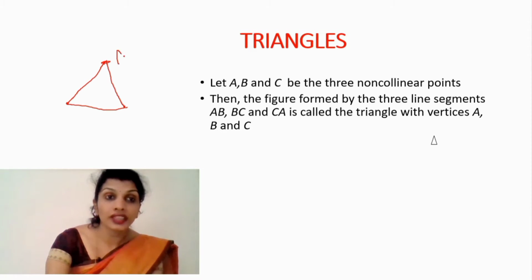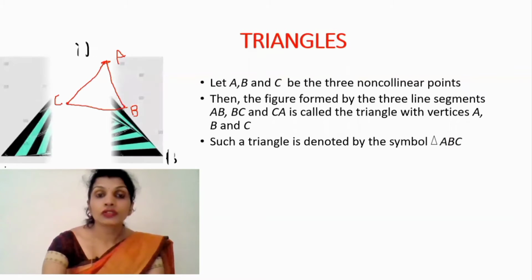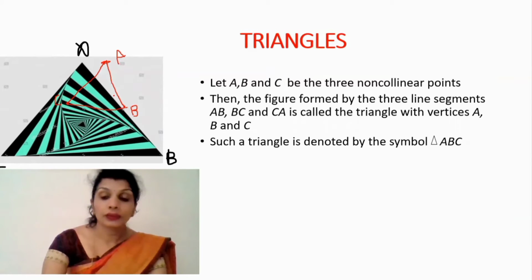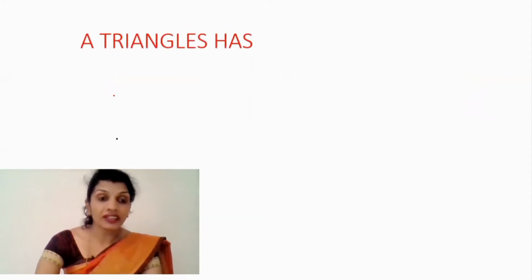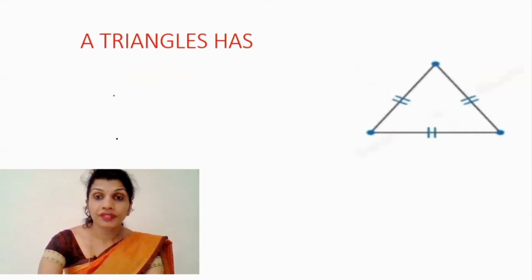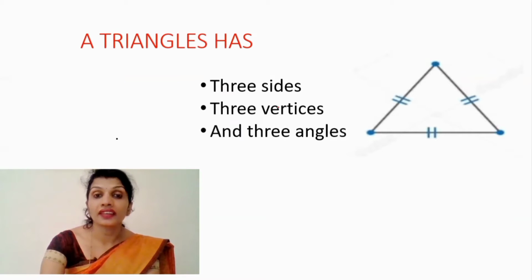This figure is known as a triangle. This is the vertex A, this is the vertex B, and this is the vertex C. We denote it by the symbol triangle ABC. So here is the triangle ABC. If you carefully observe the triangle, you will see that it has 3 sides, 3 vertices, and 3 angles.